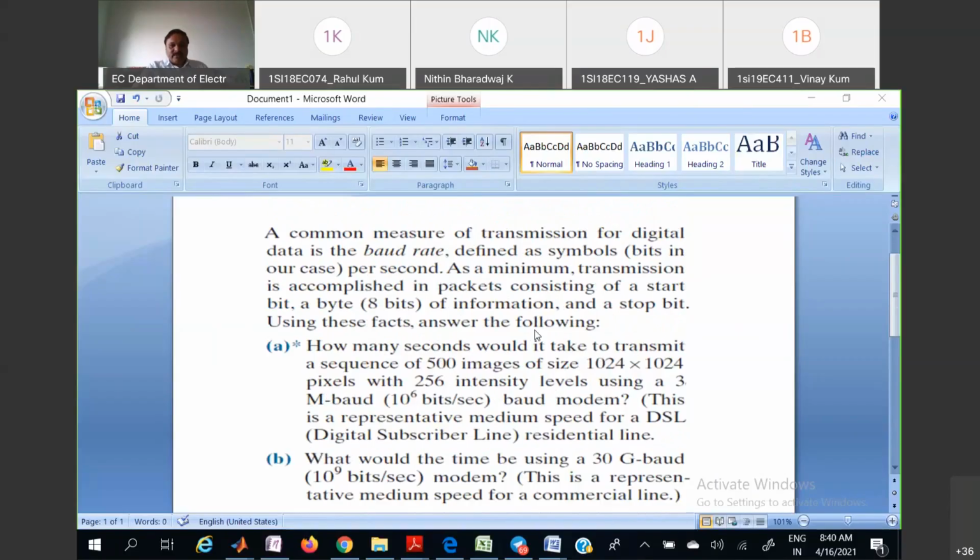Usually when you transmit data, it is transmitted in terms of packets. And just to have synchronization, you may add some number of start bits and stop bits. So what he says here is, he is using 8 bits for representing the data, and there is a start bit and a stop bit used. So one stop bit and one start bit for every 8 bits of data. That means every 8-bit data gets added with 2 more bits, one start bit and one stop bit. So this is the principle used.